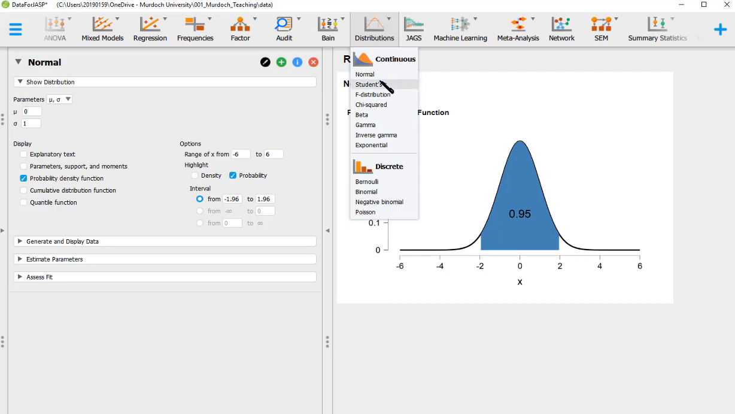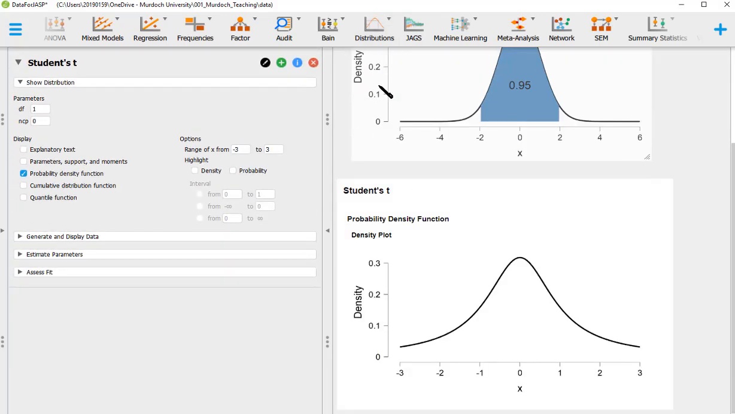Let's go to the Student's t distribution. The Student's t distribution contains some of the characteristics that are also in the normal distribution. One is that it's a symmetrical distribution. It's centered here at 0, but it could be centered at other values, but we're going to leave it there. Symmetrical means that the shape of the distribution is the same on both sides of the mean.